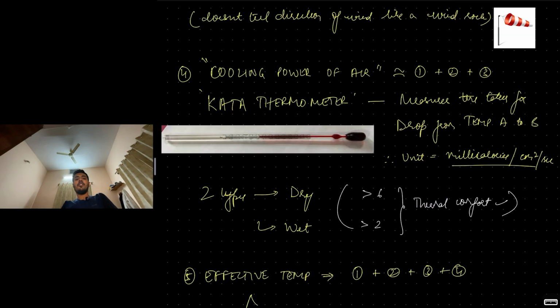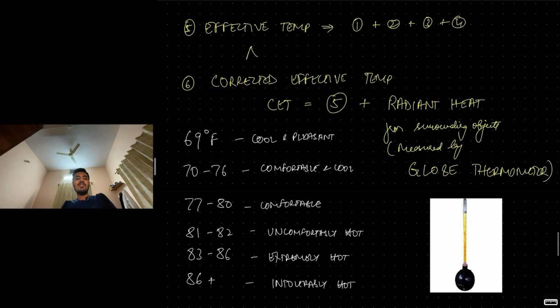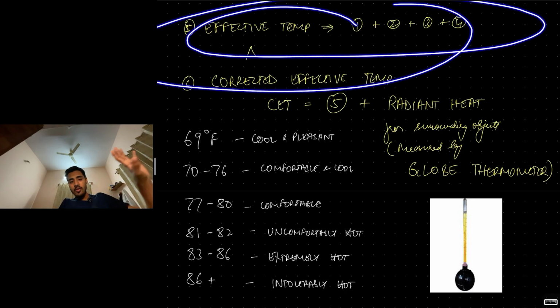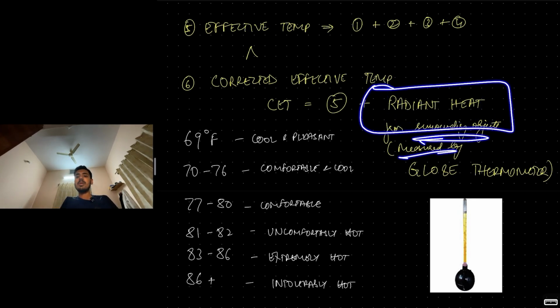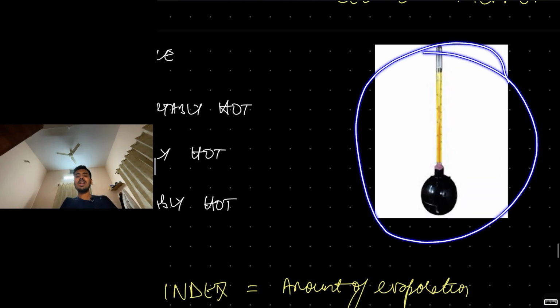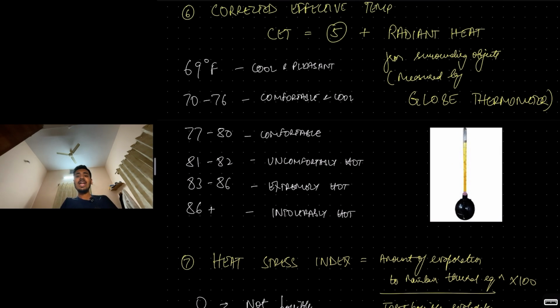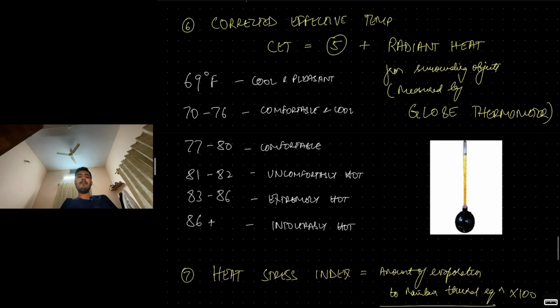Fifth index is effective temperature, which is a combination of cooling power and the remaining three: air temperature, air humidity, air movement. But even better than effective temperature is corrected effective temperature, which also takes into account radiant heat from surrounding objects. This radiant heat is measured by a globe thermometer. Corrected effective temperature is a very good thermal index. It helps us to identify comfort zones.